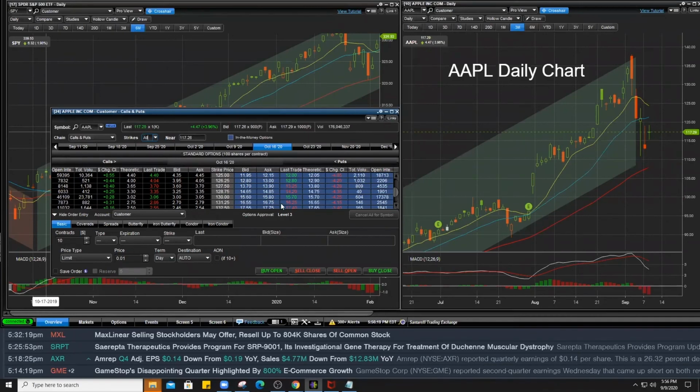Now, here's the thing. If Apple gets up to 130, now you make the difference of 117 to 130. So 130 minus 117, that's $13 per share, right? If you have 100 shares, multiply that by 13, you just made $1,300 on the share price. Plus you collected $302 on selling that covered call.